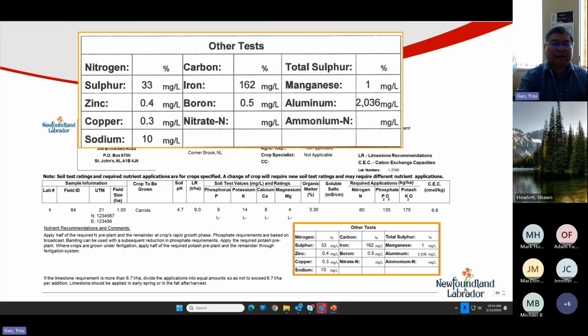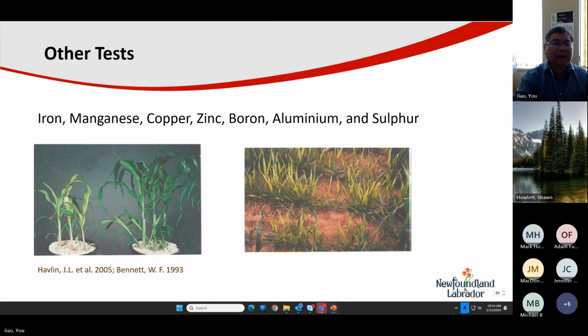And the other tests here: some research clients may need nitrogen and carbon, but most commonly, as the routine report, we report sulfur, zinc, copper, sodium, iron, boron, magnesium, and aluminum as well. The other tests are the elements listed in the other test box.